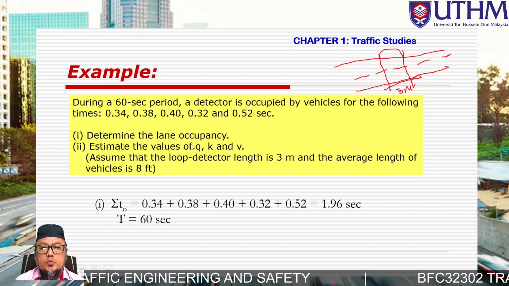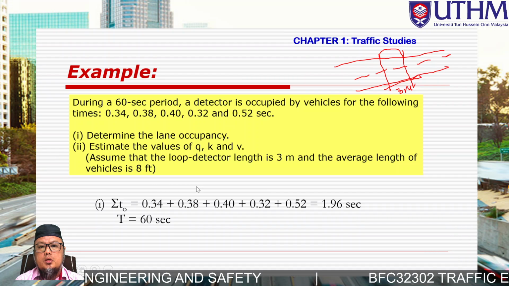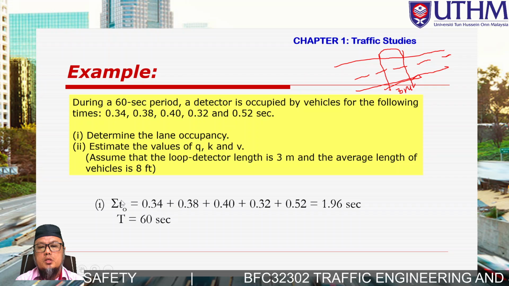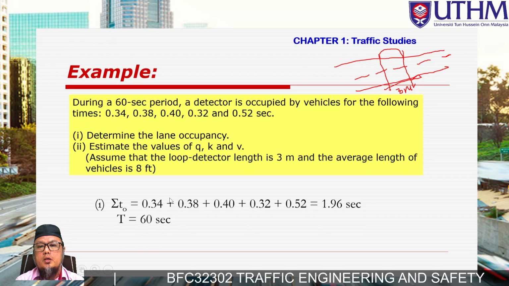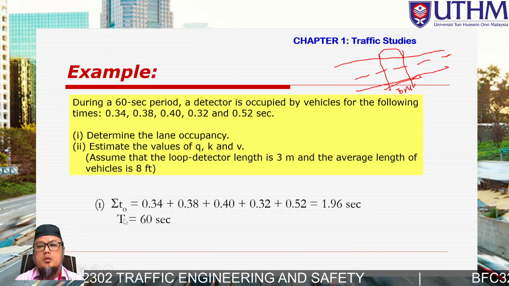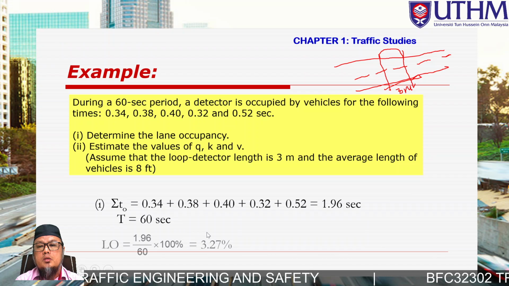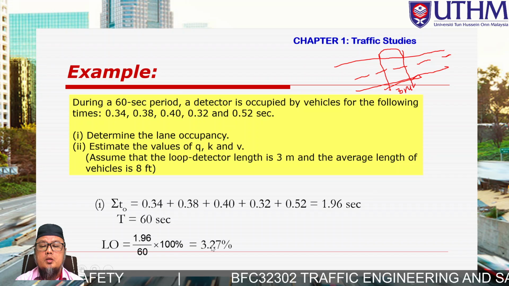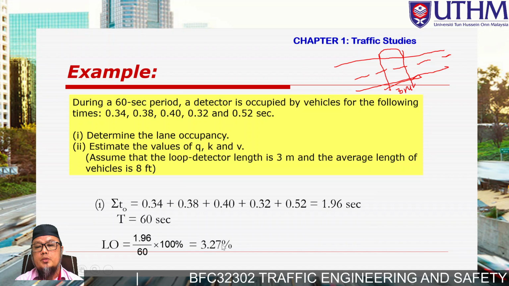The first one, lane occupancy. Remember, lane occupancy equals summation of T naught divided by T. So first we have to determine the summation of T naught. We just add all the values from here, the time taken to detect the vehicles passing this detector. That is 1.69 seconds. The total observation time is 60 seconds, so we can obtain the lane occupancy: 1.69 divided by 60, multiplied by 100% because we want to put the value in percent. If you don't want to use percent, you can use the decimal value.